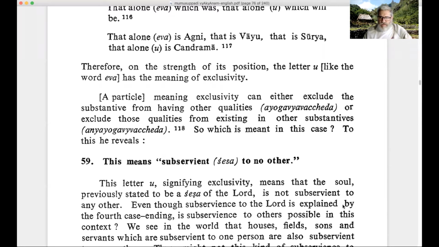Okay, so somebody says, and this is because even if we serve others, ultimately all others are subservient to the Lord. Correct. Ultimately we understand that therefore we are only subservient or sheshatva to the Lord. That's correct.